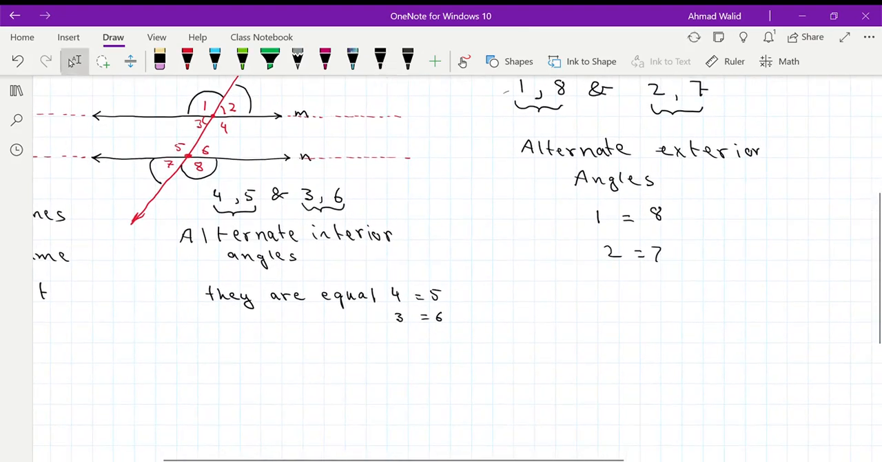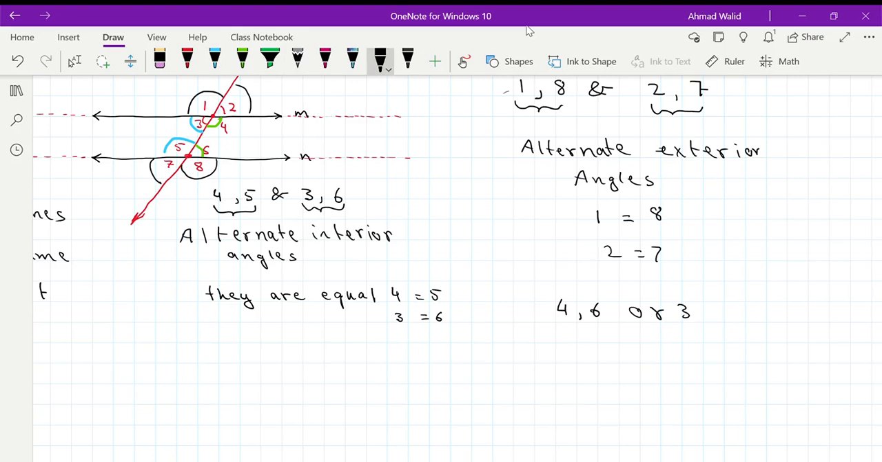Now, angle 4 and 6. The same way you can talk about 3 and 5. 4 and 6 or 3 and 5. I'll use green color here, 4 and 6, or maybe I'll use blue, 3 and 5. Correct? First, what we call them.